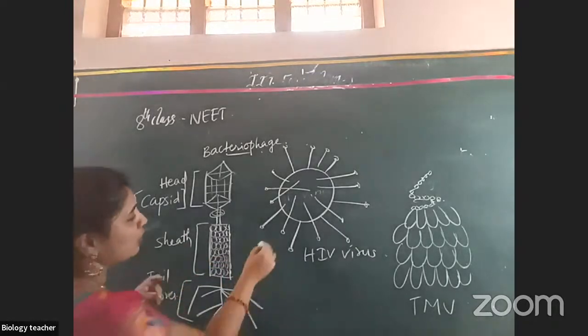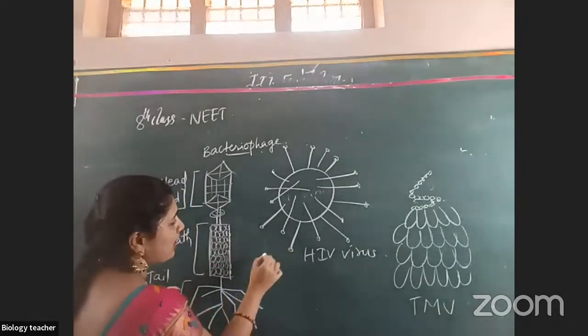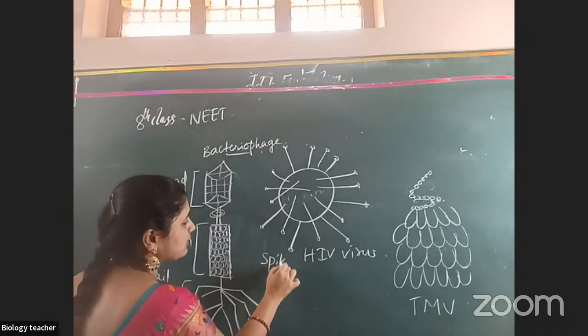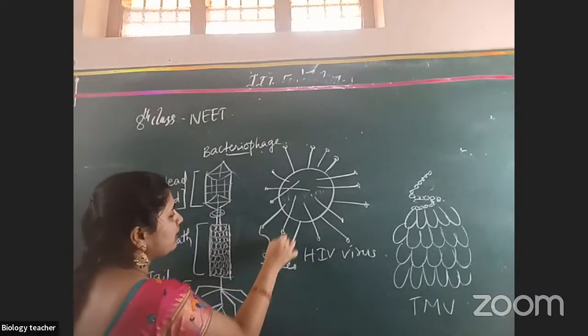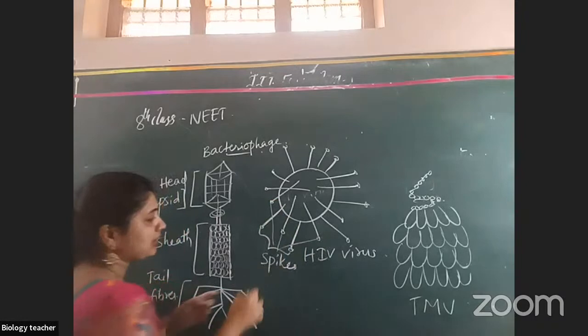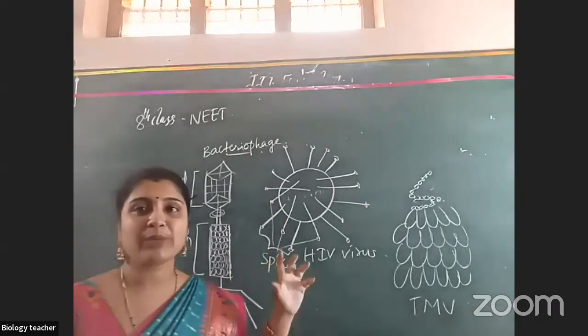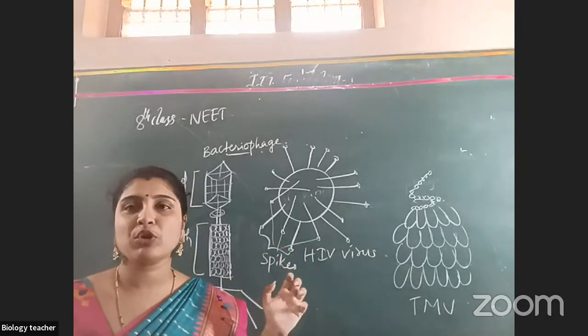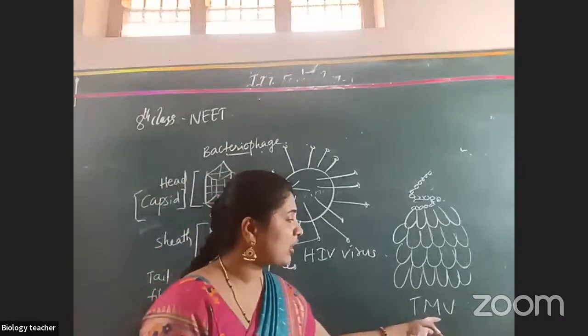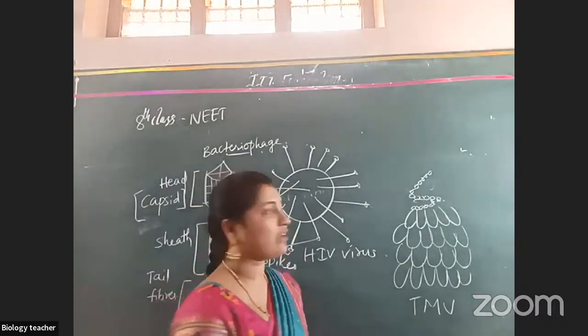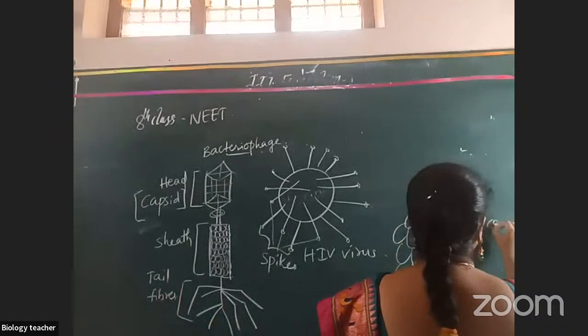These are known as spikes. By these only it fixes to the immunity cells. And these are what? TMV, tobacco mosaic virus. These are all known as capsids.